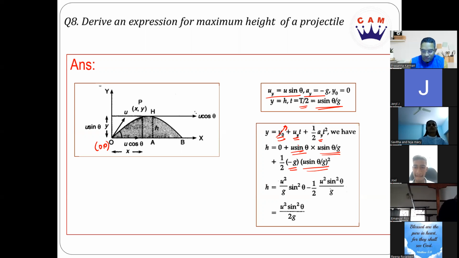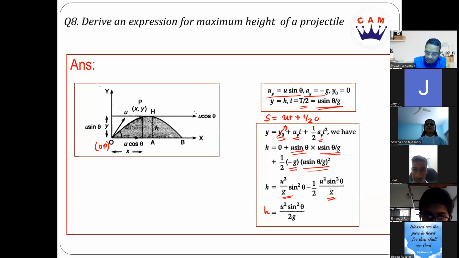So what do we get? U sin theta into u sin theta, that is u square sin square theta by g, first term, minus second term is half u square sin square theta by g square into g. So one g gets cancelled. So if I take u square by g sin square theta outside, I'll get 1 minus half, which will be half. Thereby I get h's value to be u square sin square theta by 2g. So the equation that we have used here is s is equal to ut plus half at square.